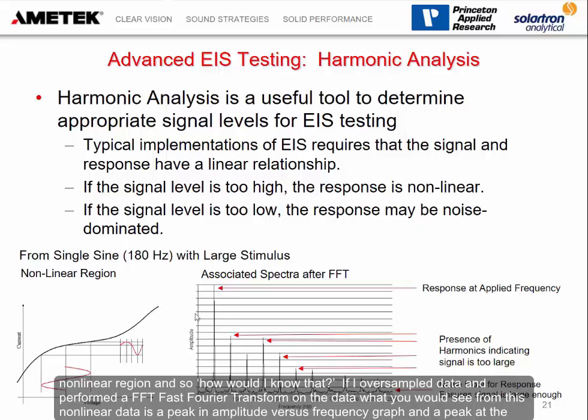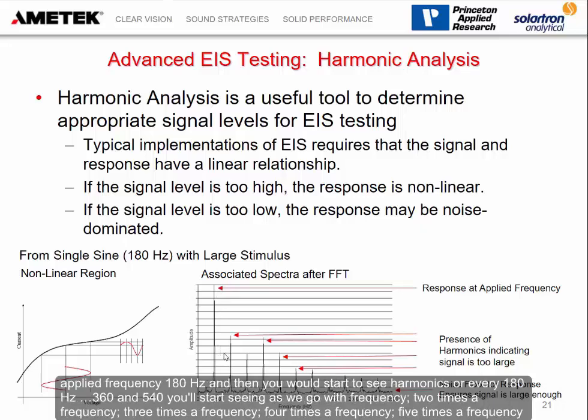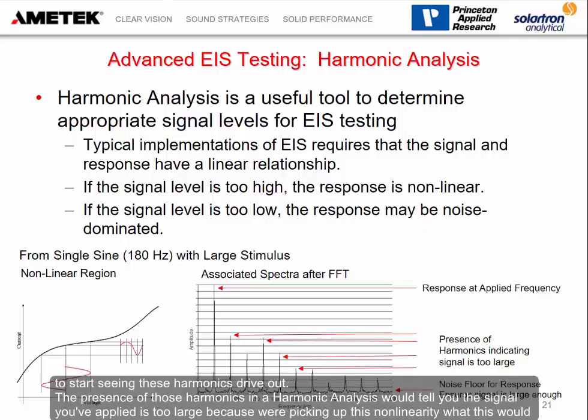Well, if I oversampled the data and performed an FFT, a fast Fourier transform, on the data, what you would see from this nonlinear data, in an amplitude versus frequency graph, is a peak at the applied frequency, 180 hertz. And then you would start to see harmonics, at every multiple of 180 hertz: 360, and then 540. You'll start seeing 2 times the frequency, 3 times, 4 times, 5 times the frequency. The presence of those harmonics in a harmonic analysis would tell you that the signal you've applied is too large, because we're picking up this nonlinearity.